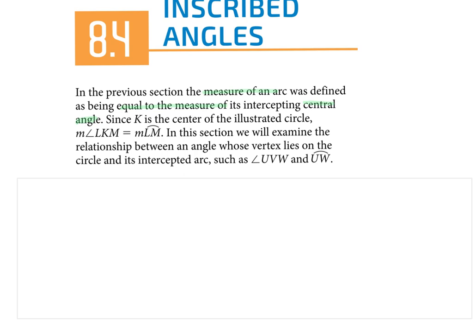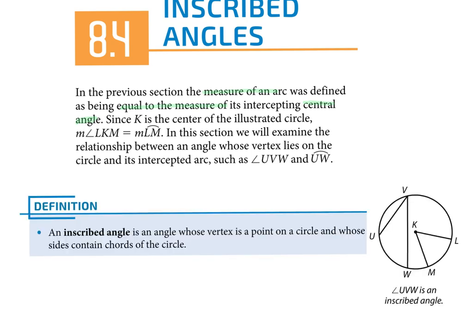Now we are going to be looking at inscribed angles. Inscribed angles. So let's first look at the definition of an inscribed angle. An inscribed angle is an angle whose vertex is a point on the circle. So the vertex for an inscribed angle is a point on the circle, where a central angle was the center of the circle. The sides are chords of the circle. So the sides of this guy are chords of the circle.